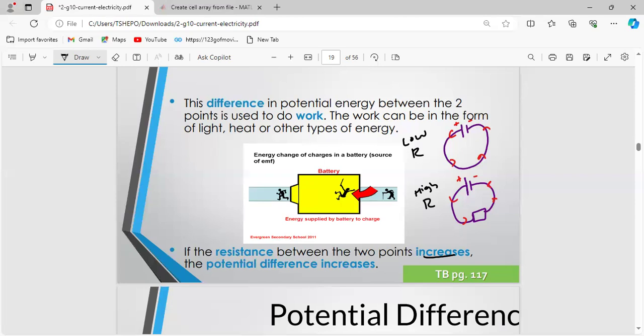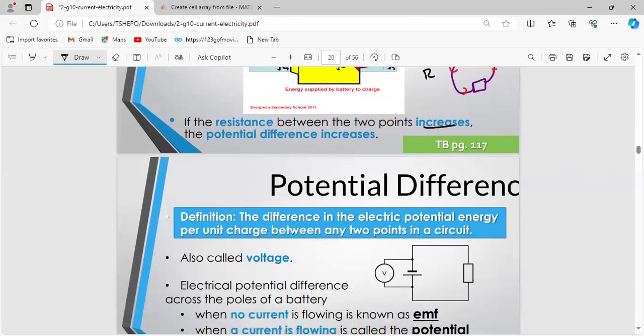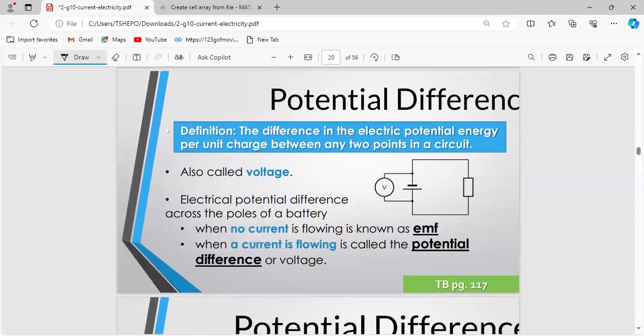Okay. Feel free to ask if you really do not understand. Now, we are still under the potential difference, right? You see, there is a lot to talk about when it comes to potential difference. So now, this is how we define the potential difference. They will ask you in the exam, so make sure that you know how to define this. What is potential difference, or what is voltage? We say the voltage or the potential difference is the difference in the electric potential energy per unit charge between any 2 points in a circuit.